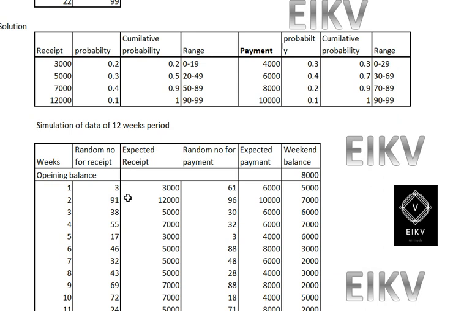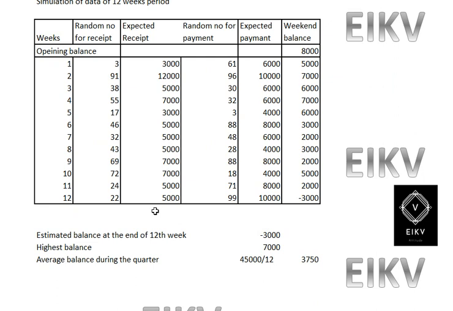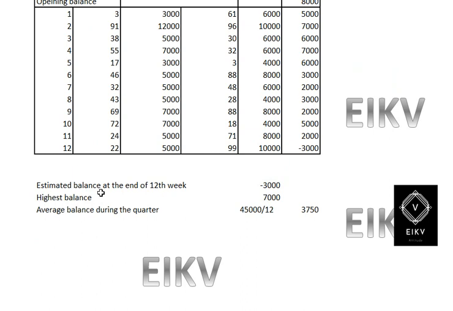Going further, the second one is 91. When you check 91, it is in the range 90 to 99, so the receipt will be 12,000 as mentioned. And the random number for payment is 96. When we check the range of 96, it will be 10,000. Then the balance will be 5,000 plus 12,000 minus 10,000, which gives you 7,000 as the balance. In the same way you need to do all the 12 random numbers. We have 12 samples, so we need to consider each random number, check the range, and write the receipts and payments.